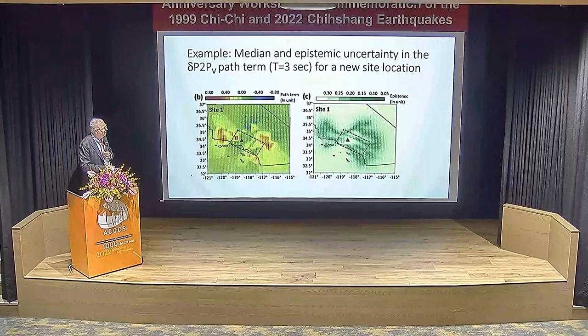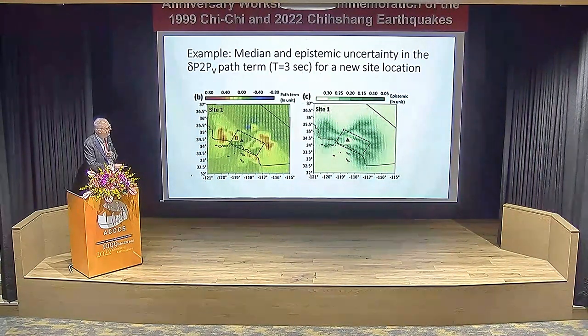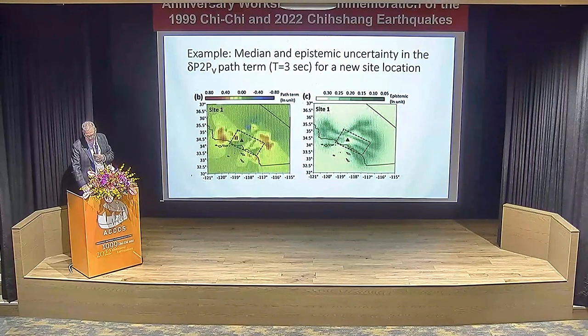The uncertainty, though: these darker green lines are where I actually had sources. I know that better, so those are smaller epistemic uncertainties. When I get into an area where I didn't have sources, but I put it in there, that's where my future earthquake is, I get a bigger epistemic uncertainty.